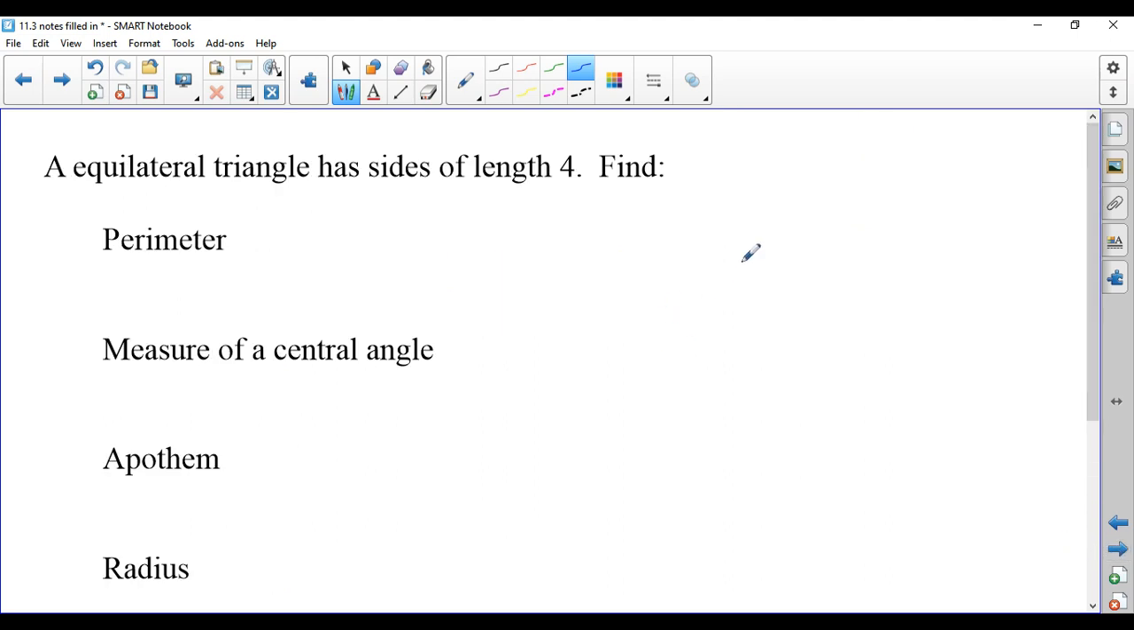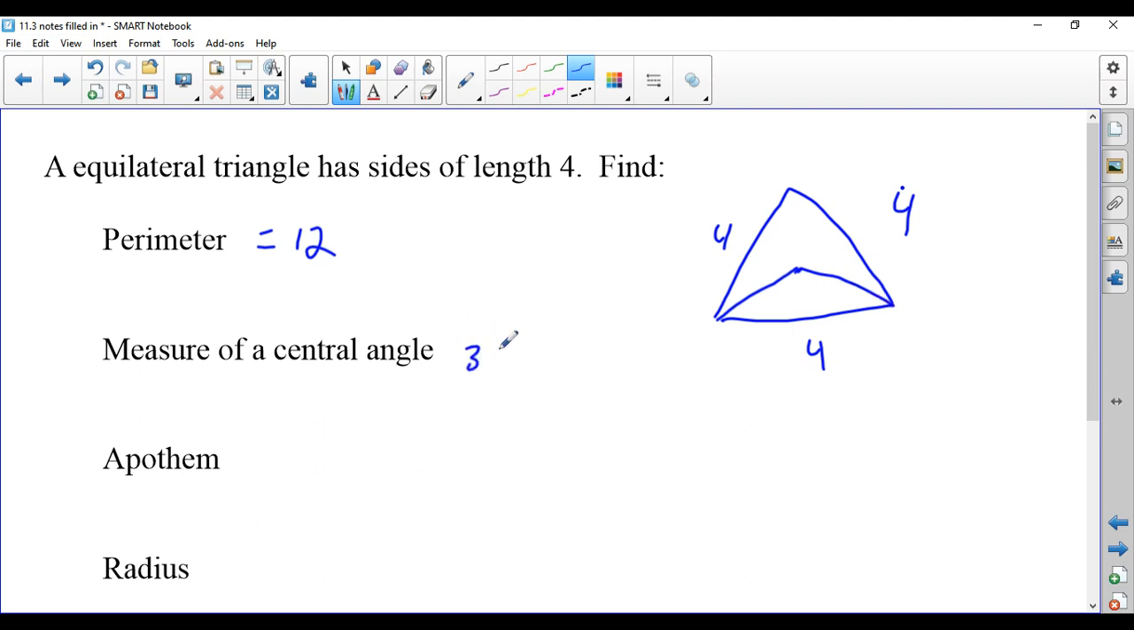We can do this with an equilateral triangle. I have an equilateral triangle where every side is 4. The perimeter is 4 times 3 is 12. A central angle goes from a vertex to the center, out again, and is going to be 360 divided by 3, which is 120 degrees. Then I'm going to draw in the apothem from the center, perpendicular to the side, and since this is isosceles, it'll bisect that side into 2 and 2.